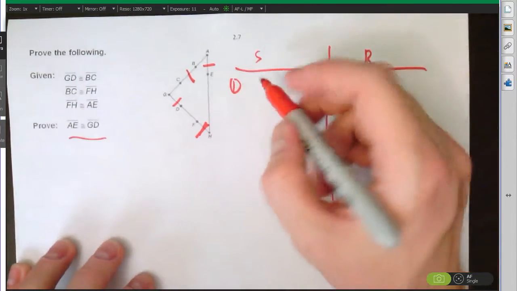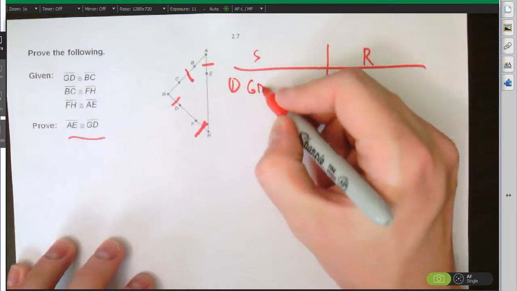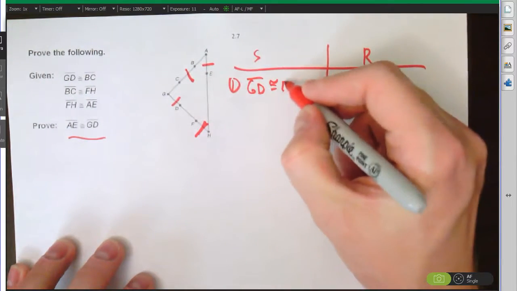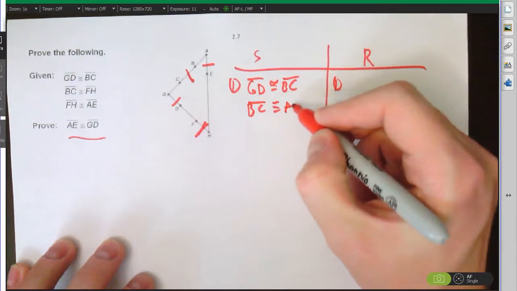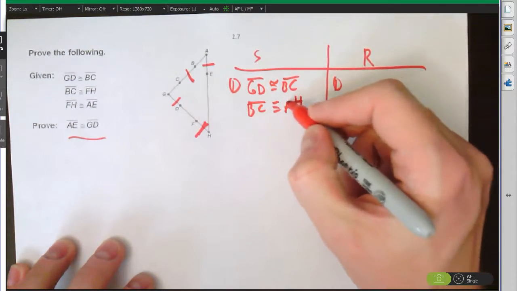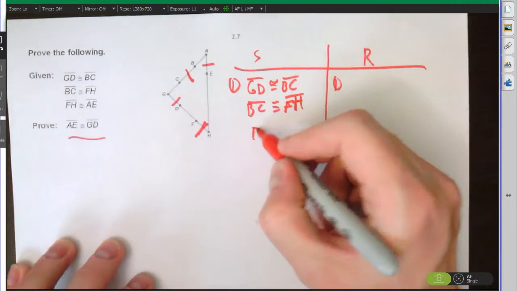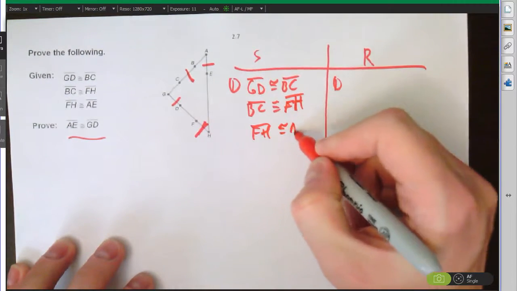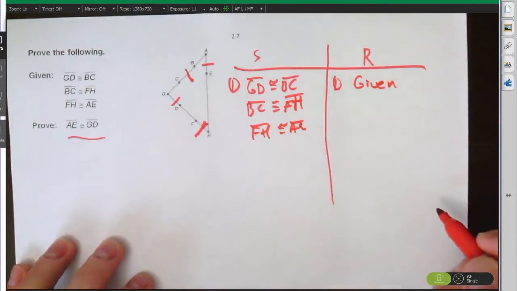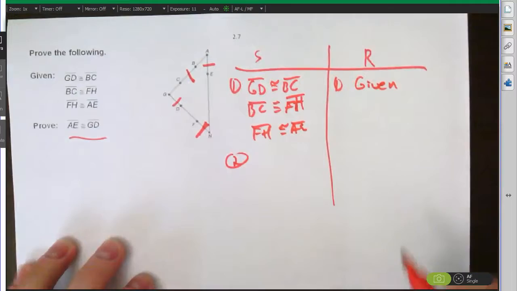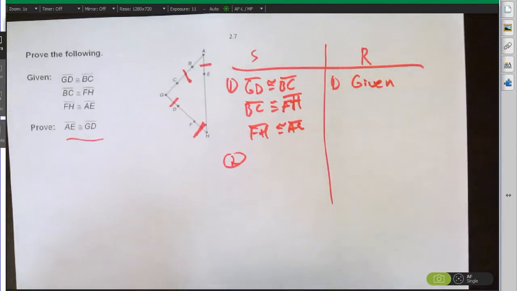Well, first, I'll do the given part. GD is congruent to BC. BC is congruent to FH. And FH is congruent to AE. All that's given. Now, step two, okay? Here's the deal, and it's going to seem like we're doing a bunch of stuff that we shouldn't need to do, but it is actually important.